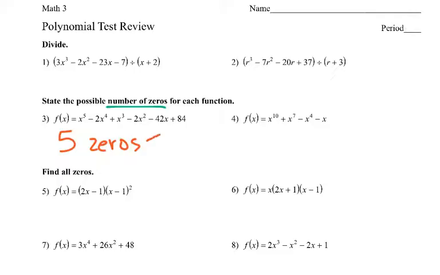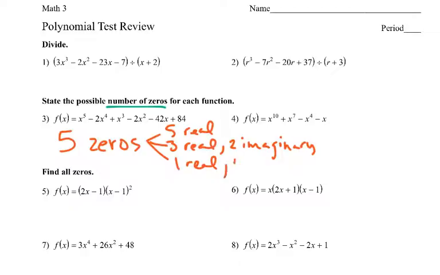Now, remember, you could have 5 real with rational and irrational. You could have 3 real and 2 imaginary. Remember, those imaginary always come in pairs. Okay. You could also have 1 real and 4 imaginary. But all I wanted you to do was do the 5 zeros, but just reminding you about that. Okay. So number 4, the highest power is 10, so we have 10 zeros. And that's all we had to do on those ones.